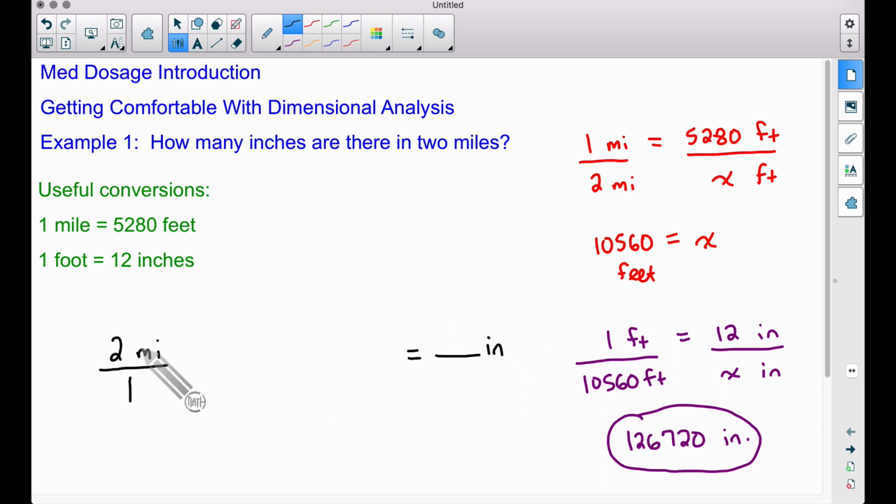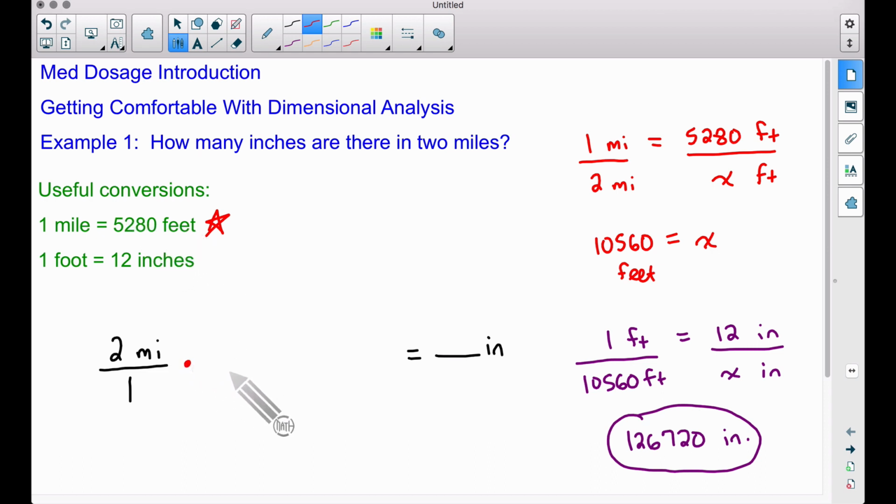I want to get rid of miles, and I want the only word I have left in this problem to be inches. How do we get rid of words? If we have a word at the top, we want to put the same word at the bottom. What am I talking about? Look at this conversion right here. 1 mile equals 5,280 feet.